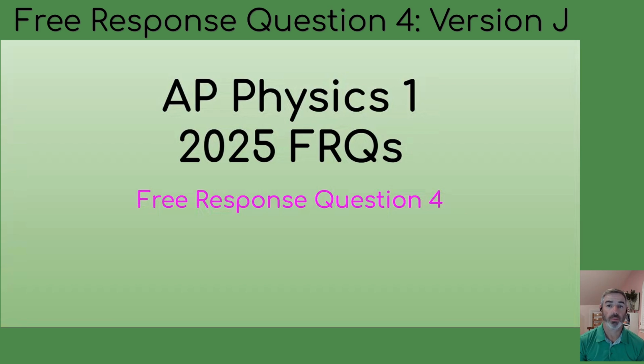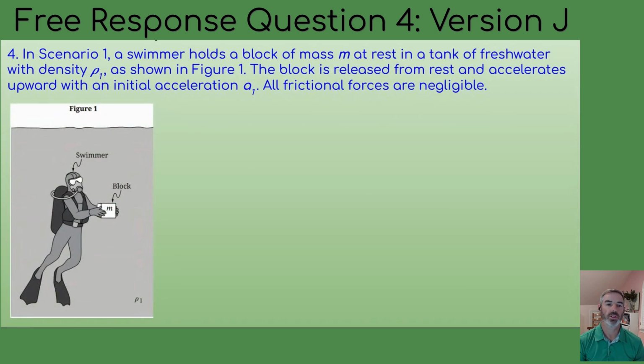In this video, we're going to talk about the fourth and final question of the 2025 AP Physics 1 exam. This is FRQ number 4, the Qualitative Quantitative Translation. So in this question, we have a scenario where a swimmer holds a block of mass m at rest in a tank of fresh water with a density of rho 1, as shown in figure 1. The block is released from rest and accelerates upward with an initial acceleration of a1. All friction forces can be considered negligible.